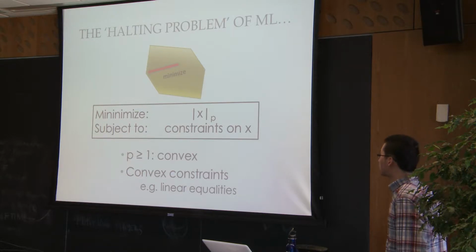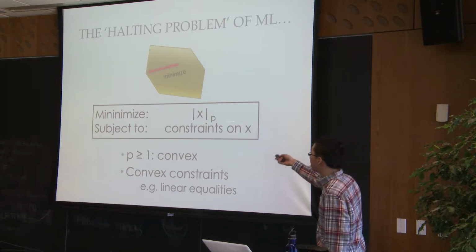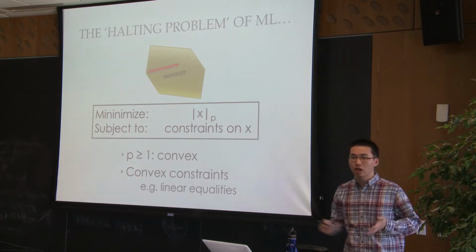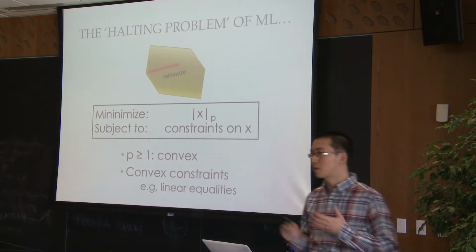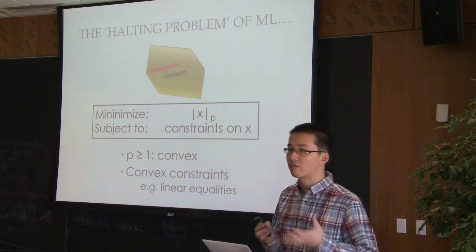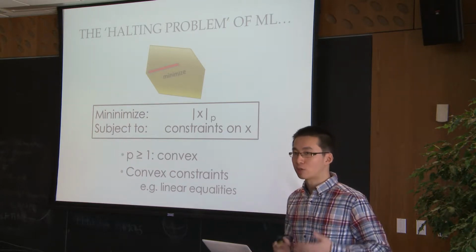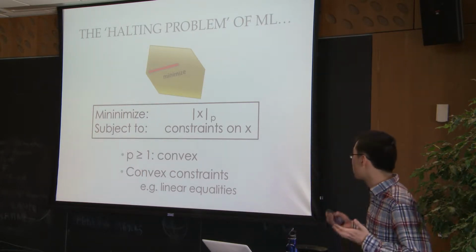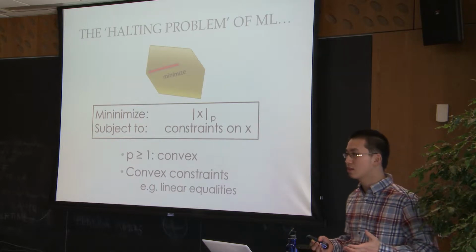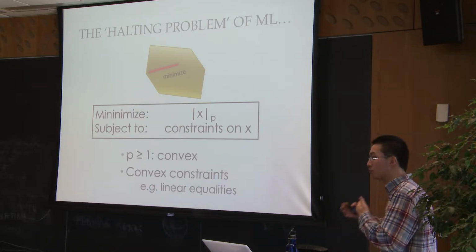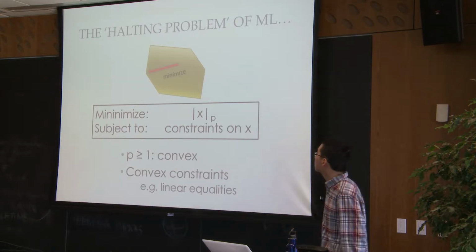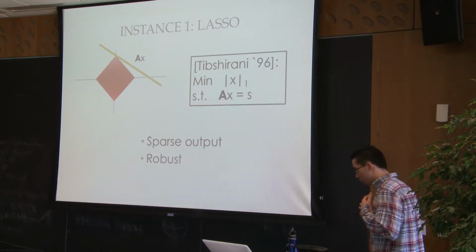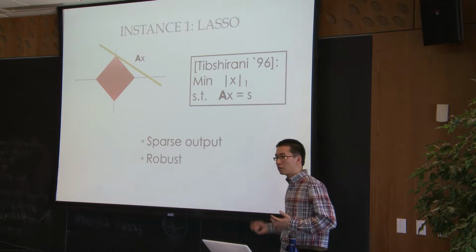The typical form of such a problem is: I want to minimize the p norm of a vector, where p is some constant at least 1, so it's a convex objective, subject to some constraints. These constraints are usually convex constraints. For simplicity, the simplest version of them are linear equalities. So you're trying to optimize some energy function in a subspace. I claim that this kind of problem occurs almost everywhere.